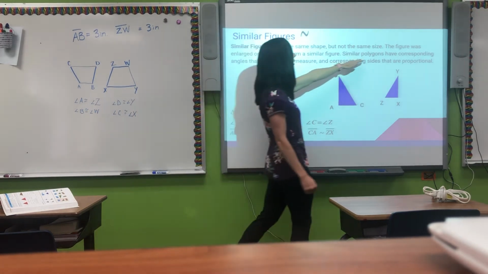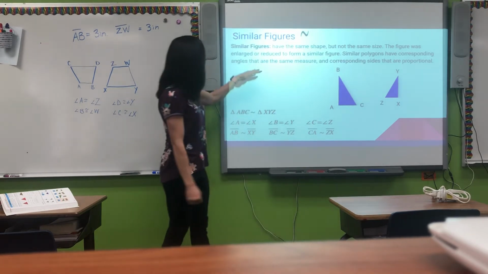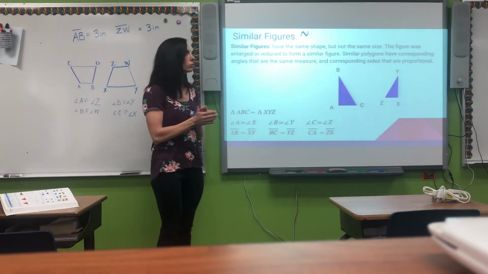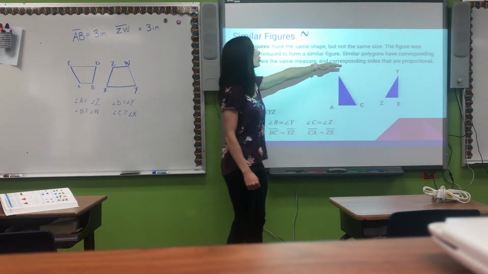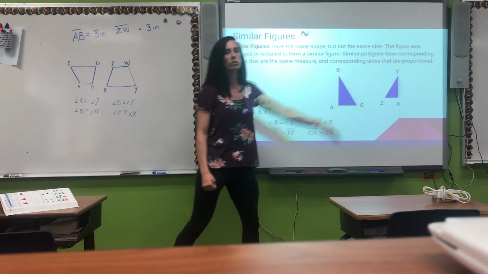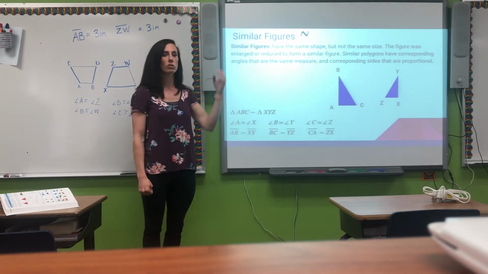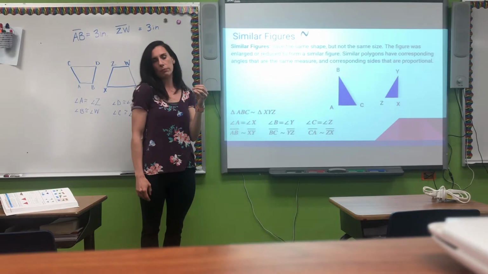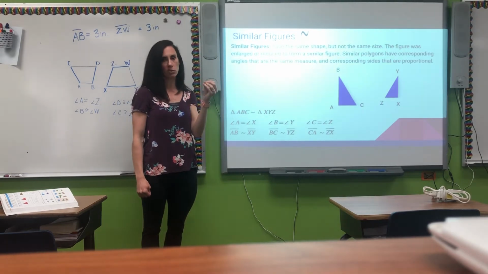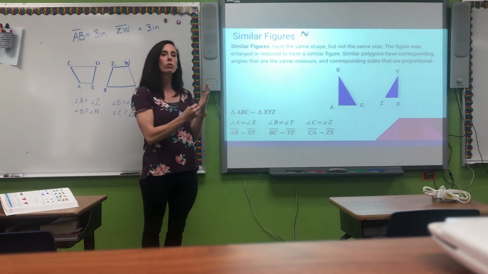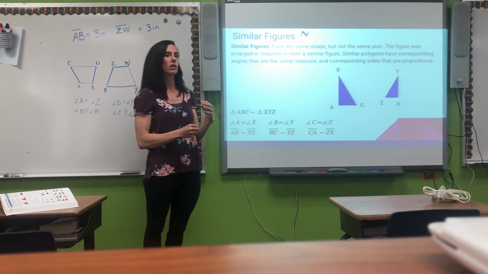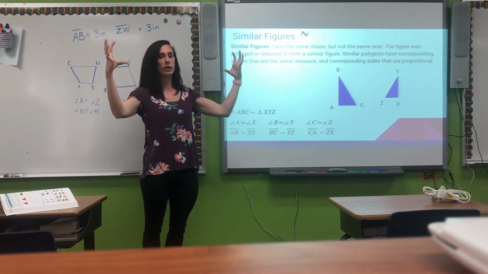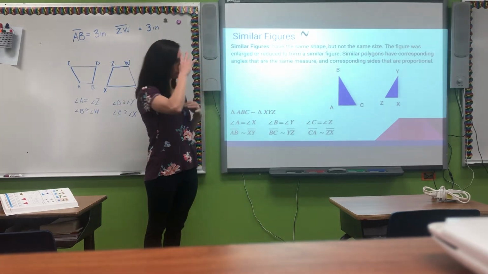So similar polygons are going to have corresponding angles that are the same measure. So your angle measurements don't change, and then your corresponding sides that are proportional. So remember we talked about proportional. That means if you shrink one side, maybe by 3 times, you shrink it 3 times smaller, then the other side you also have to shrink down 3 times smaller. Everything has to be either reduced or enlarged by the exact same amount.